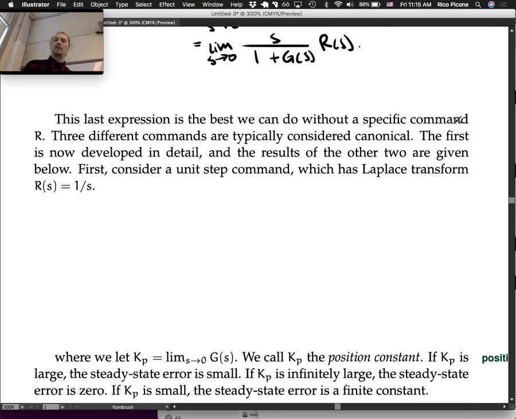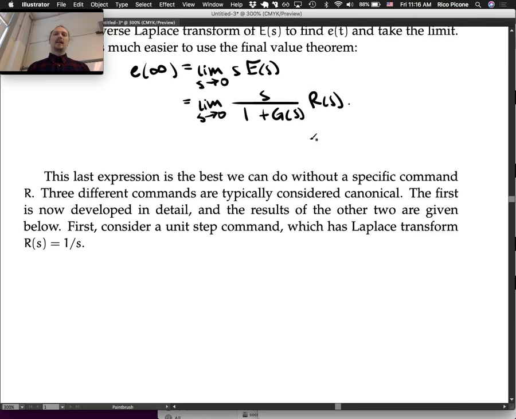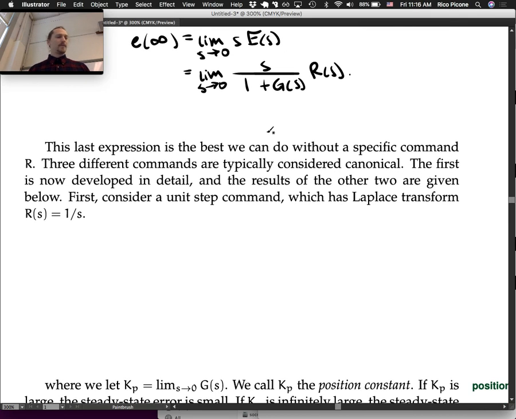So if you do the unit step command, its Laplace transform is 1 over S. How do I know that? Well, it's in the table, right? Or you could do the integral if you wanted to. But the 1 over S is in your Laplace transform table. It says for unit step input, 1 over S is the Laplace transform. So we can plug that right into this expression, right? So that's what we do.